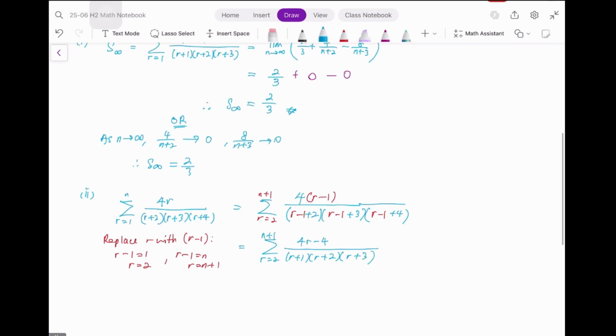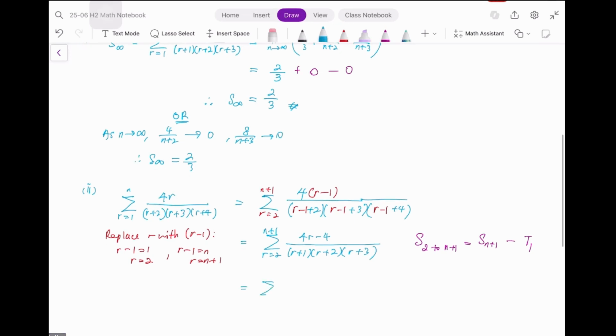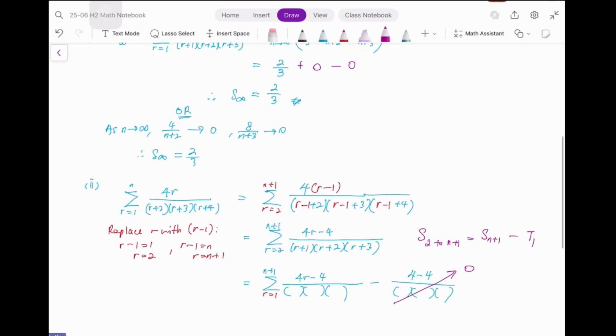Okay, next. What do we do next? Analyze what this sum means. This is the sum from 2 to n plus 1. So like just now, this is the sum up to n plus 1 minus the first term. So over here, change this to r equals 1 to n plus 1 of this, minus the first term. Now for the first term, when r equals 1, sub this in over here, so I will get something like 4 minus 4 over this, and this thing would be equal to 0.